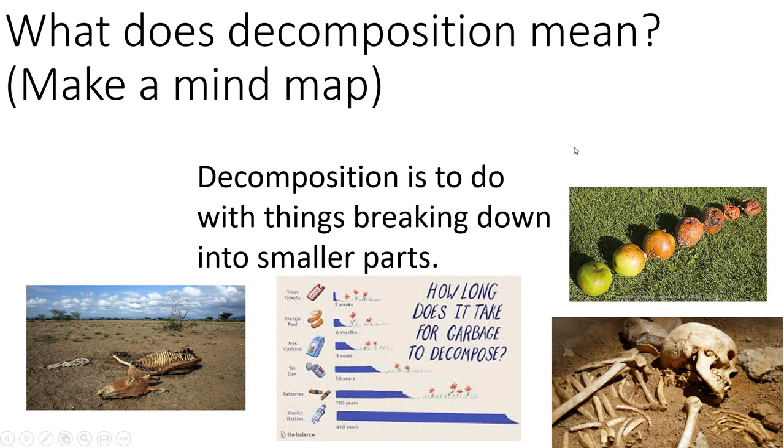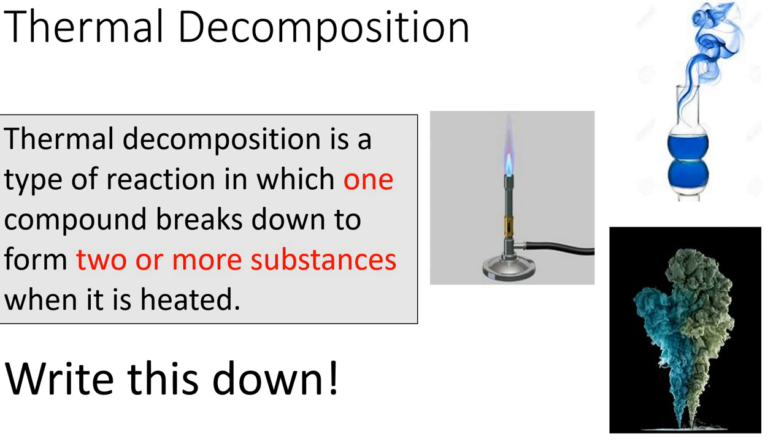Okay, so we know what thermal means, it's to do with heat. We know what decomposition means, it's to do with breaking things down. So now we're going to put that together. So thermal decomposition is a type of chemical reaction where one compound breaks down, so decomposes, it breaks down to form 2 or more substances when it is heated. So when it's heated, that's where the thermal comes in. So I would like you to write this down. If that's too much for you to write, I will have attached a gap fill that you can print off and just fill in those gaps, whichever's easier for you.